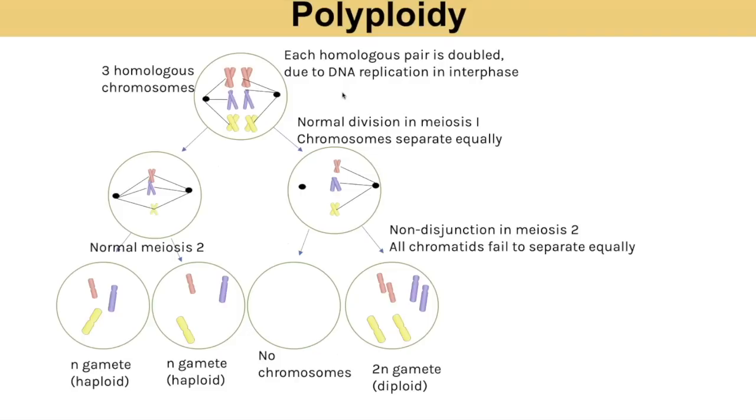That could also happen if you have non-disjunction in meiosis 2. In this example, we can see the chromosomes in meiosis 1 did separate equally. And then we had normal meiosis 2 in this cell, so we have 2 haploid gametes. But for this cell, in meiosis 2, there was non-disjunction. So the spindle fibres didn't form on this side, so the chromatids aren't separated equally, and instead they're all pulled to this cell. So again, we end up with a 2N gamete, a diploid gamete, and this gamete has no chromosomes in it.